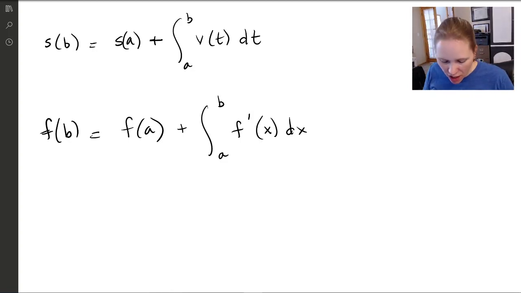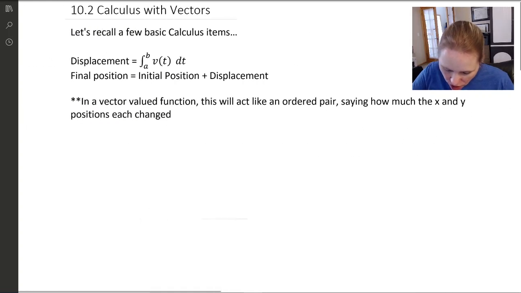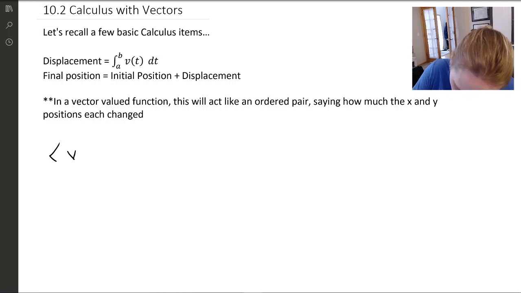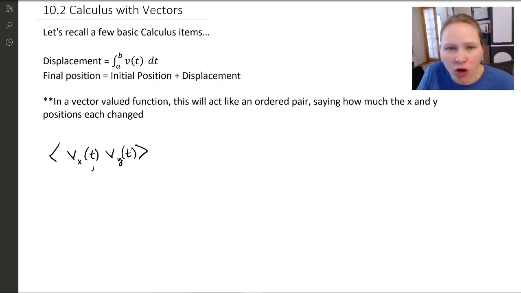So when we have these problems, this applies directly to vectors and how vectors behave. When we're dealing with our vectors, we're going to follow the same calculus rules, but this time we're going to have some sort of vector valued function. So it's going to look like this: v of x, comma, v of y. And our parameter is going to be t, for time, usually, is how it works here.